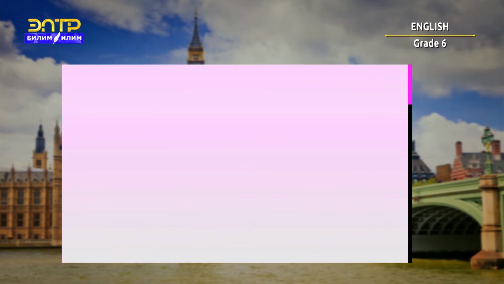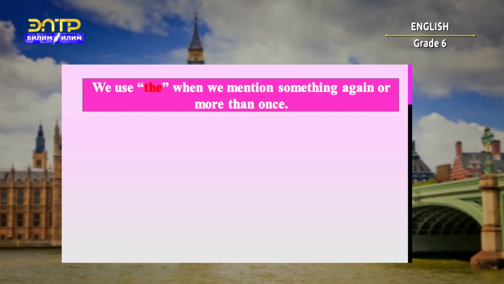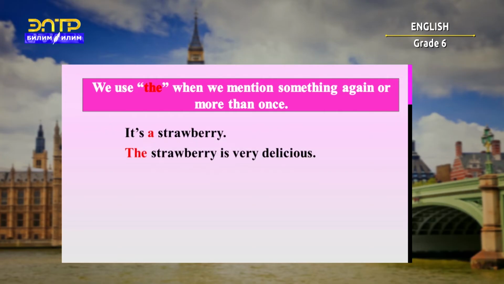Also, we use the when we mention something again or more than once. For instance, it's a strawberry. The strawberry is very delicious. We already mentioned the strawberry in the first sentence. That's why we put the article the in the second sentence.